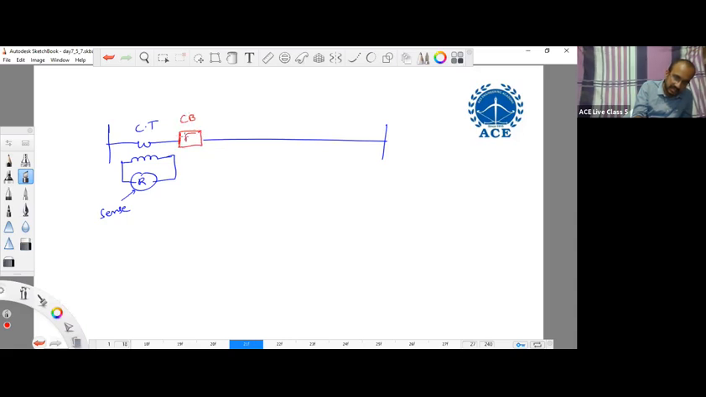This CB is nothing but circuit breaker. This relay has to coordinate with this circuit breaker. We have already seen the animation, how the relay and circuit breaker are coordinated. Whenever the fault takes place, the relay will sense and initiate the trip signal to the circuit breaker. Then circuit breaker contacts will be separated and the faulty section and healthy section is isolated.